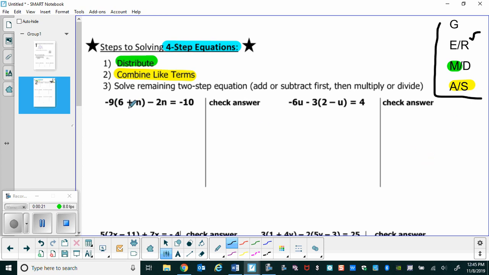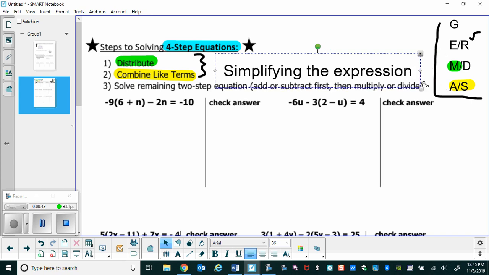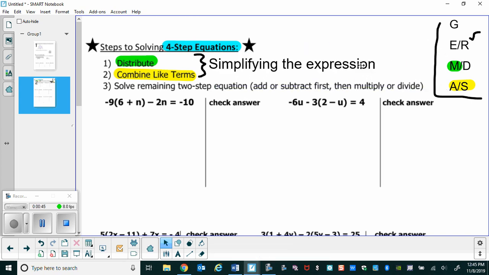So when you see a problem like this, if there's the option to distribute, you always want to distribute first because that's a multiplication step. And then you want to combine like terms because that's an adding and subtracting step. Once you've taken care of that, I want to remind you guys that these are things you are simplifying. Okay, you are simplifying the expression first. And then once the expression is simplified, then you're ready to solve the remaining 2-step equation. So let's dive right on in here.